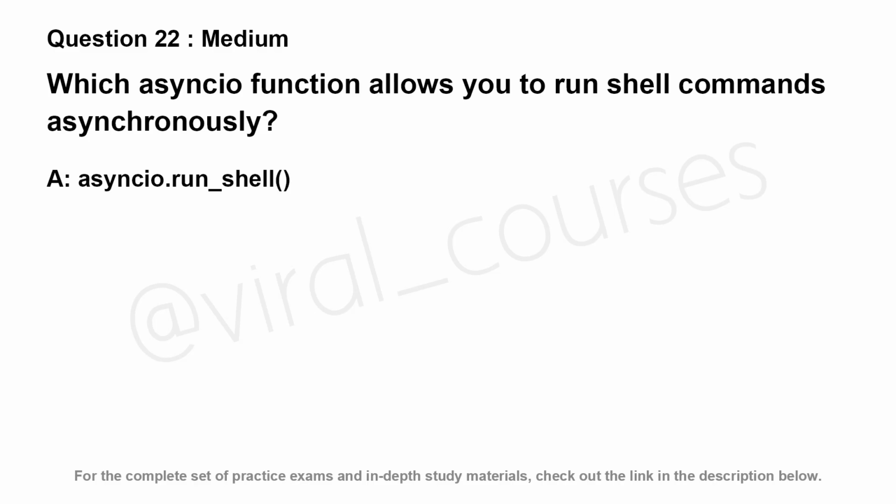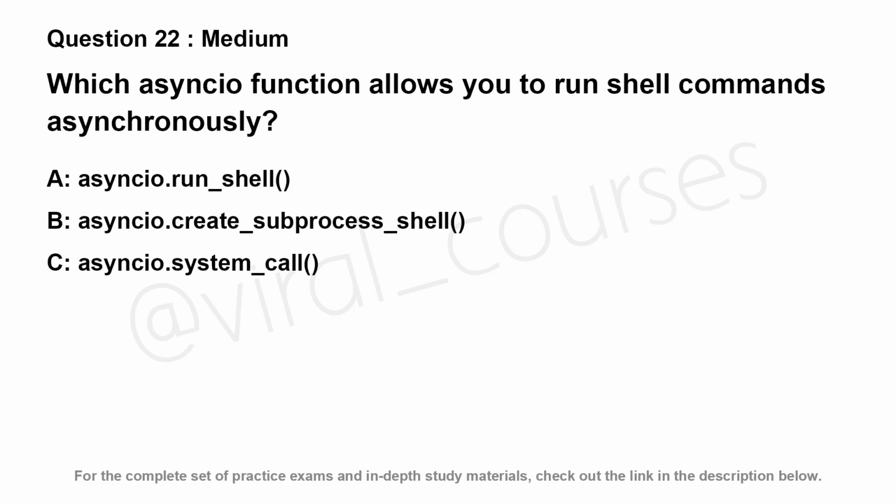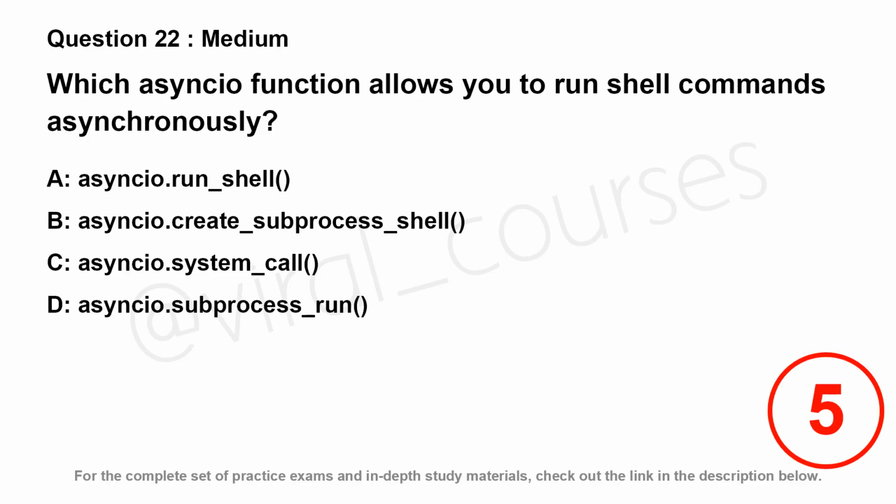Which asyncio function allows you to run shell commands asynchronously? Option A. asyncio.run_shell. Option B. asyncio.create_subprocess_shell. Option C. asyncio.system_call. Option D. asyncio.subprocess_run.